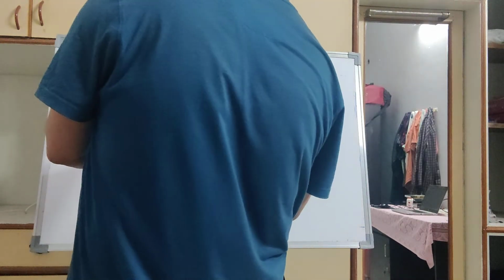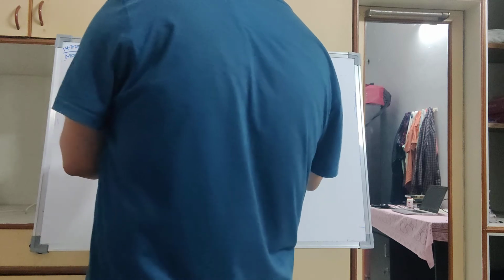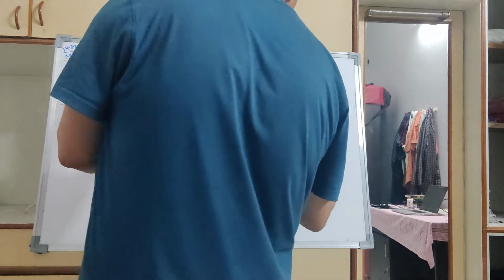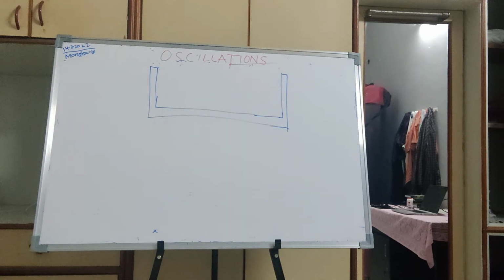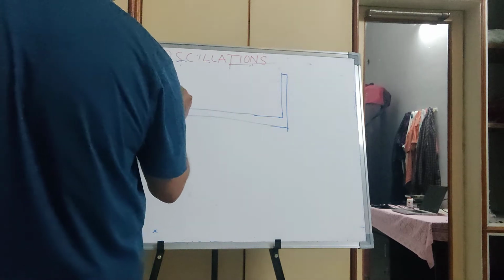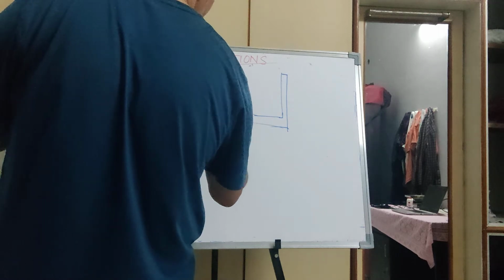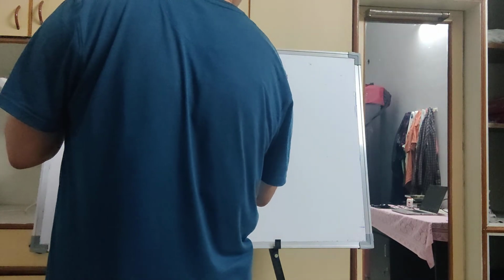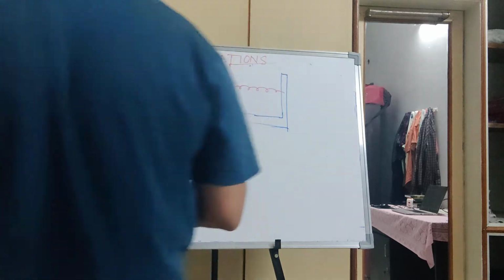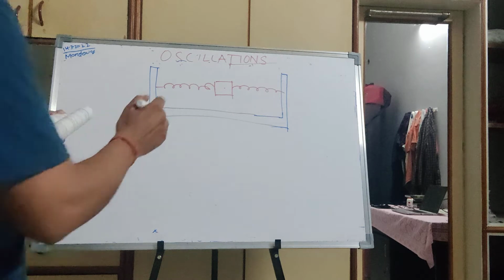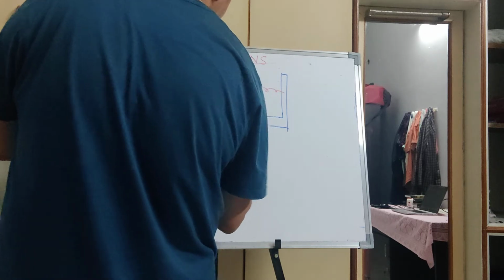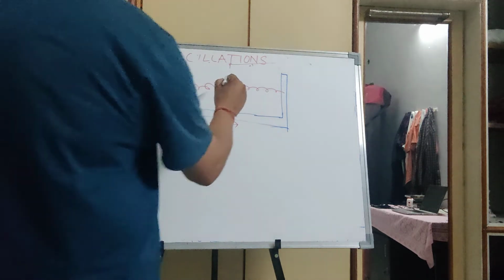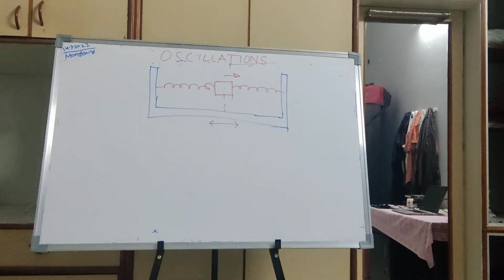Okay. So let's say you have a spring and you have a mass and then you have another spring. Okay. So this spring is oscillating between this and this. Okay, so what you do, you just displace this thing by a little bit of force. By a little bit of force, you just displace this spring.